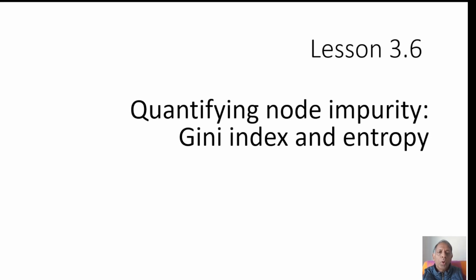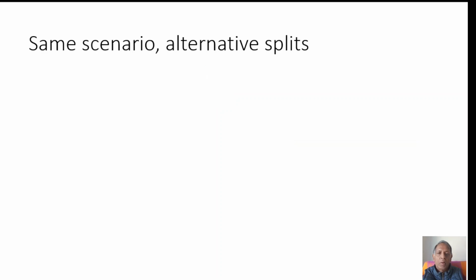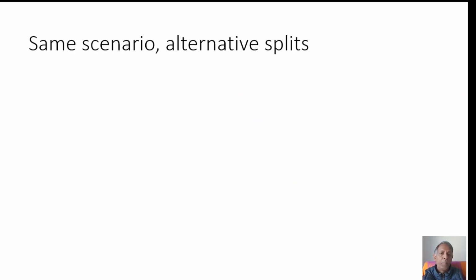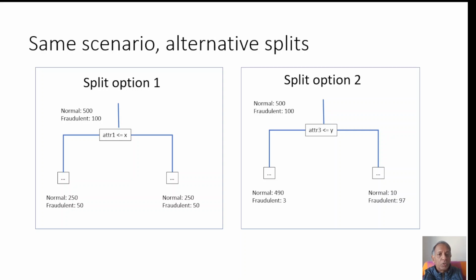Okay, so we will quantify the impurity of a node, and we'll give you two examples of different ways in which we can do that, two numbers that we can arrive at. Let's say that we've got 1200 cases in the training partition, and obviously we've already said we choose a predictor, a column, and then we choose a value, and then we split it based on which cases satisfy the criterion and which cases don't. And we also saw this example of one scenario and two alternative splits, right?